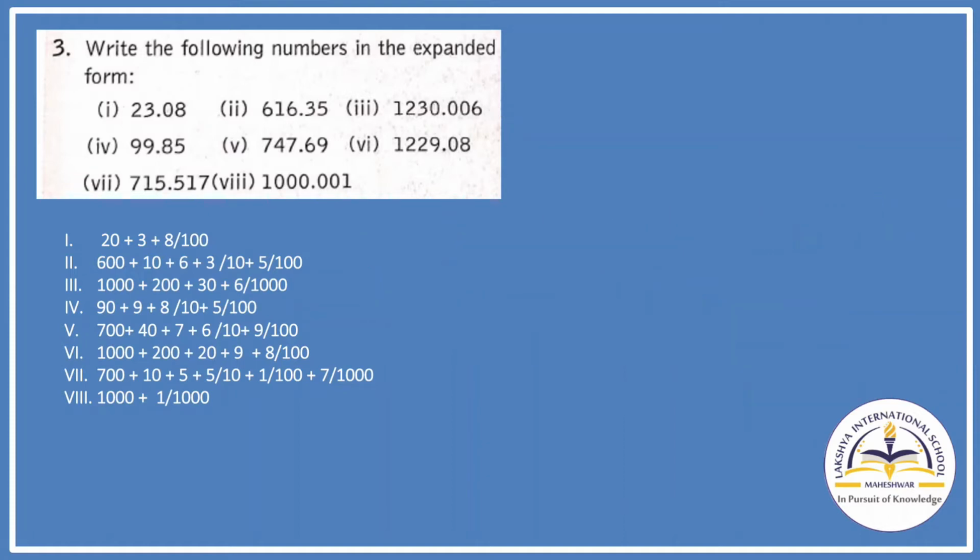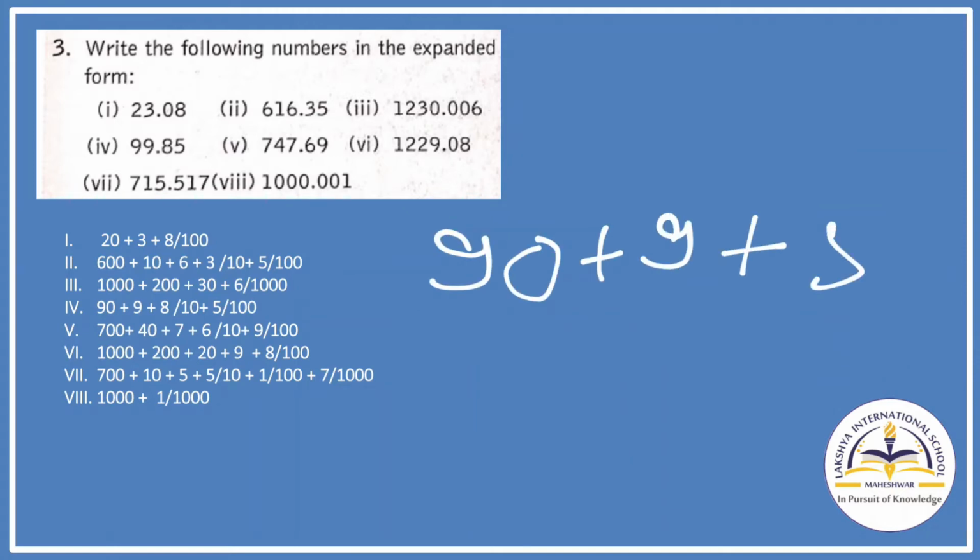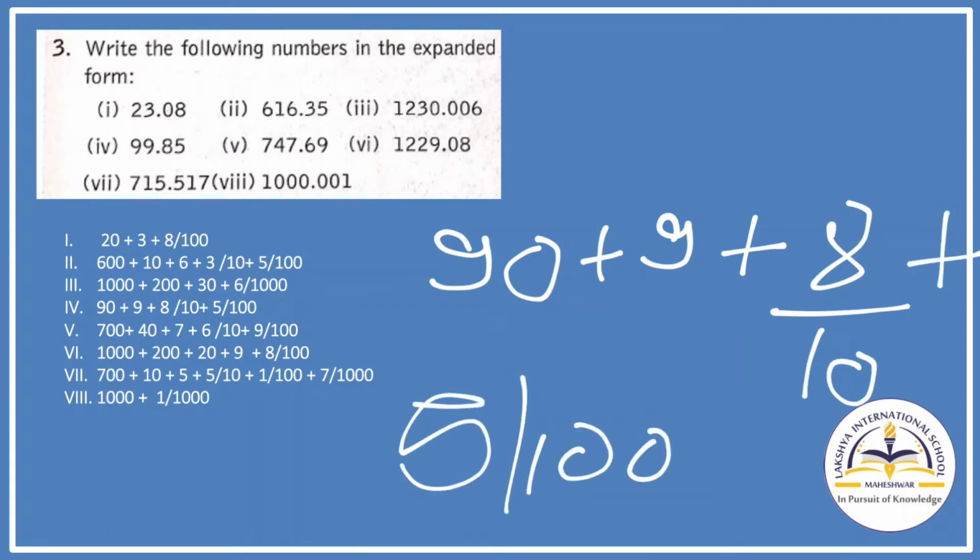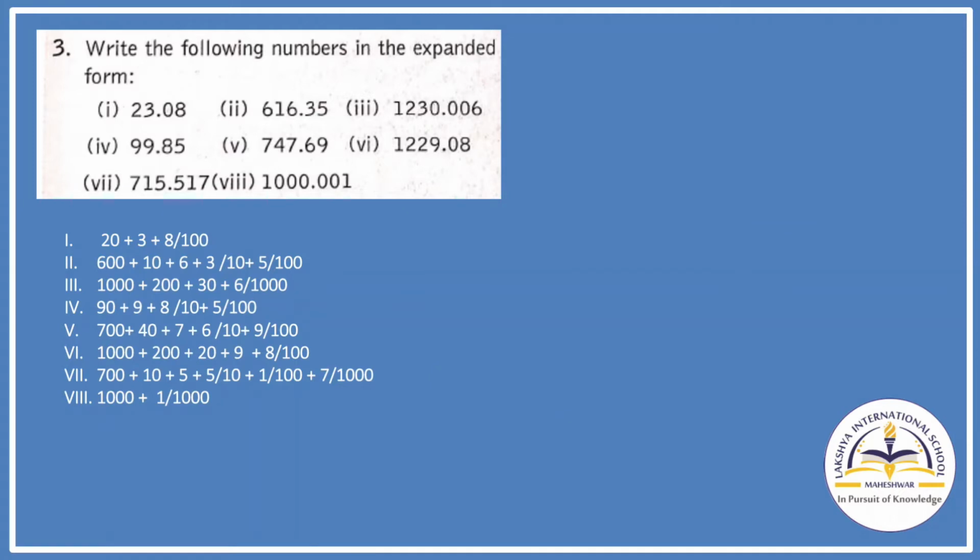Okay, now question number 4, 99.85. So 90 plus 9 plus 8 by 10 plus 5 by 100. This will be the answer. Now in this manner you have to solve the next 4 questions.